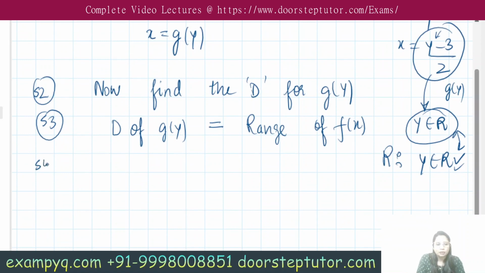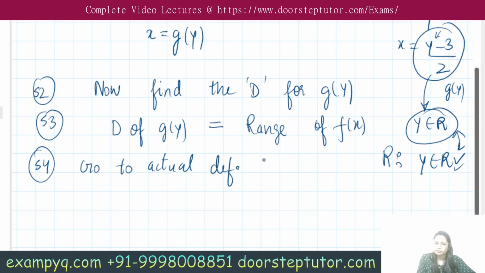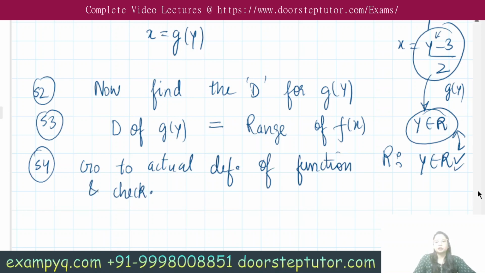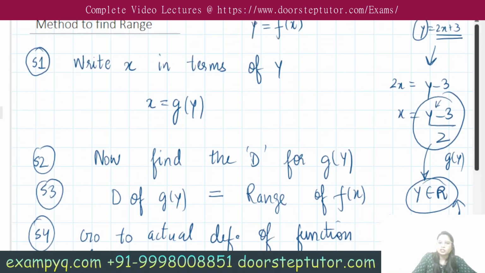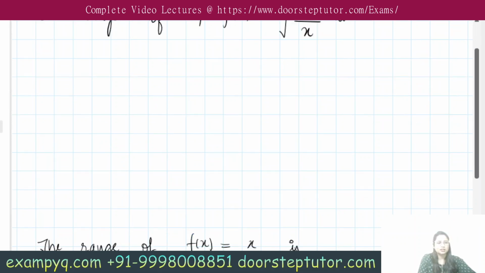And there is one more step whose significance we'll see in some time. So go to the actual definition of function and check. What to check, we'll see in some time. So these are the steps that you need to follow to find out the range of a function. What is the actual definition of function? Actual definition is this one.